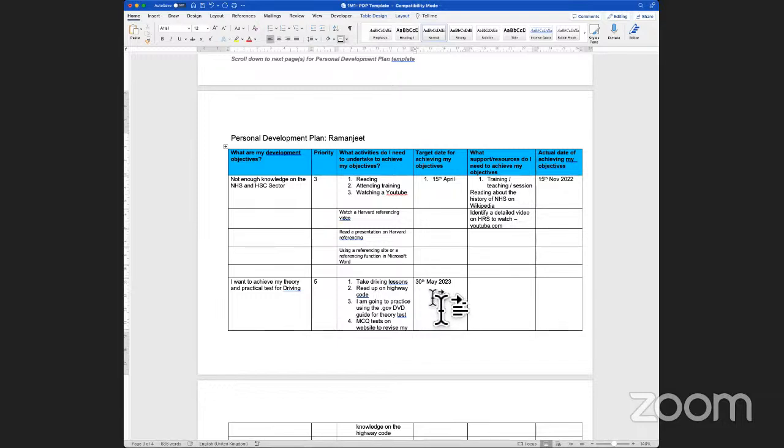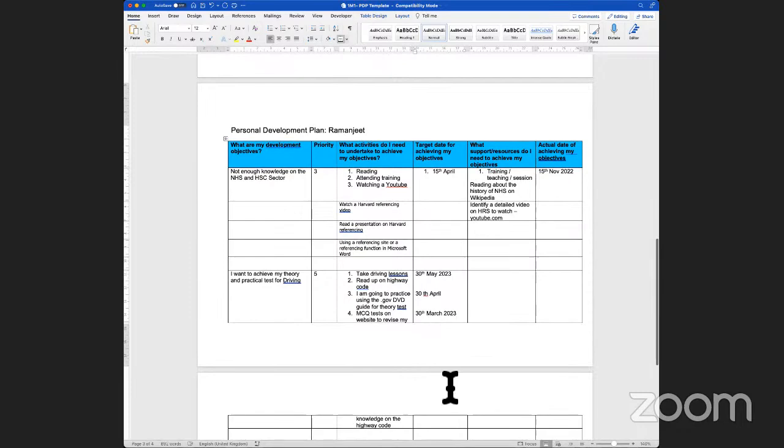That is where I will be taking practical lessons from a professional instructor to learn how to drive. Then, for the practice tests, I will put a timeline and say, okay, 30th April. And for the multiple choice questions, I'll put a timeline of, say, 30th March.